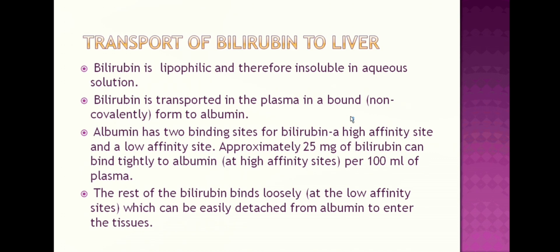Transport of bilirubin to liver. Bilirubin is lipophilic and therefore insoluble in aqueous solution. But bilirubin is transported in the plasma bound to albumin. Albumin has two binding sites for bilirubin, a high affinity site and a low affinity site. Approximately 25 mg of bilirubin can bind tightly to albumin per 100 ml of plasma. The rest of the bilirubin binds loosely, and can be easily detached from albumin to enter the tissues.